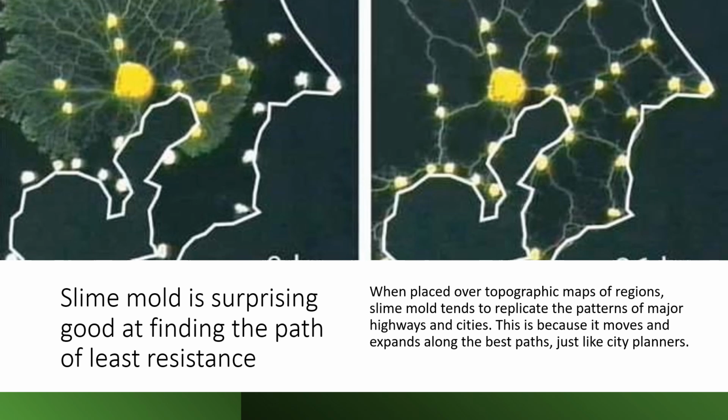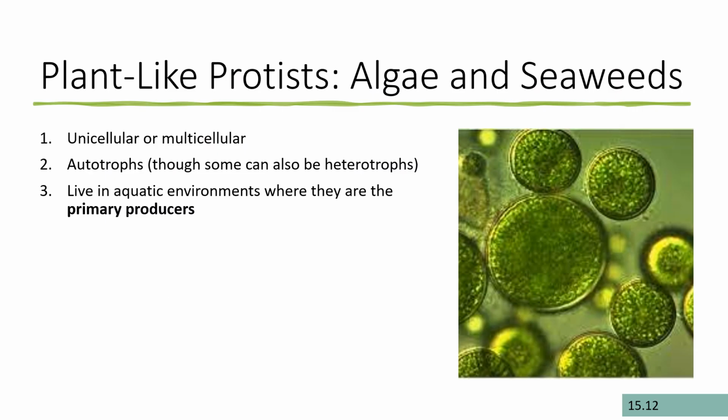Just like how city planners had found the most direct routes through mountains and rivers from one place to another, the slime mold seemed to be navigating the terrain in the same way. So it may be a useful tool for designing cities and transportation routes.